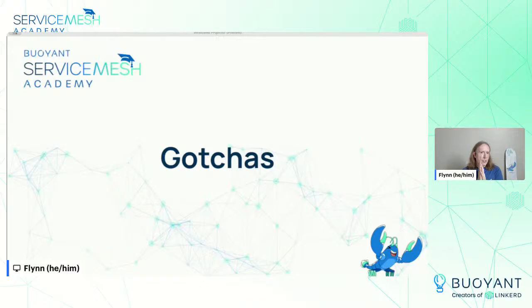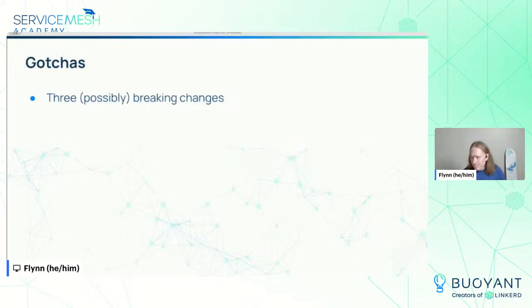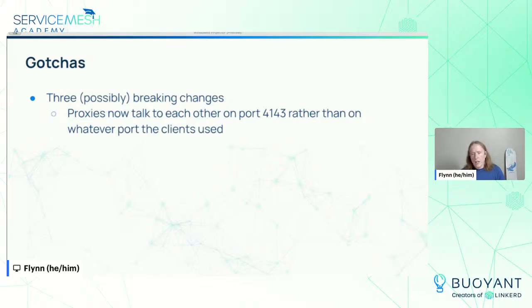All right. We will now talk about gotchas, because this is Service Mesh Academy, and that's what we do. There are a few. First off, Linkerd 2.18 has 3 possibly breaking changes, or possibly not. The first one: if you have 2 meshed workloads communicating, by default they will now communicate over port 4143 rather than on whatever port the clients were using in their connection. So it used to be with 2.17 and prior, if you made a connection from the face workload to Smiley's port 80, then the face proxy would talk to the Smiley proxy on port 80. Now we multiplex everything over port 4143.